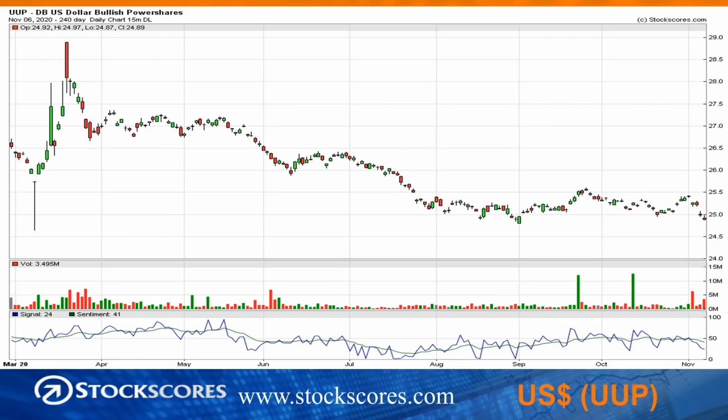On to currencies. US dollar fell off a little bit, is now testing the lows. It's at the lows, so it should bounce, but if it breaks down through the lows on this chart, then I would be concerned that the US dollar is going lower.